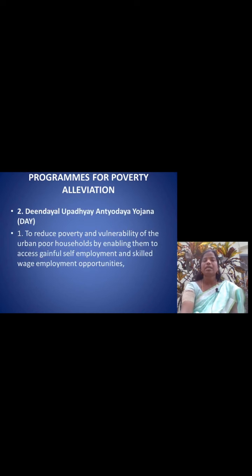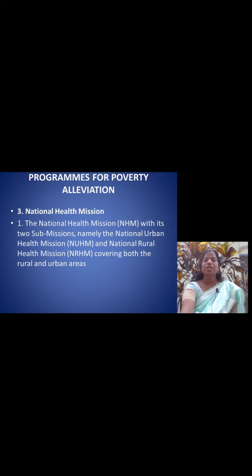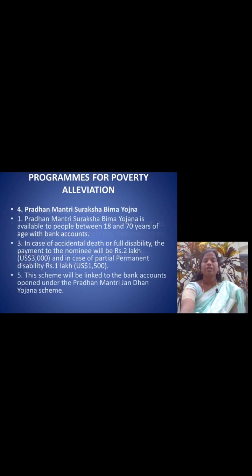Next program is Deen Dayal Upadhyay Antyodaya Yojana, to reduce poverty and vulnerability of the urban poor households by enabling them to access gainful self-employment and skilled wage employment opportunities. National Health Mission. The National Health Mission, with its two sub-missions, namely the National Urban Health Mission and National Rural Health Mission, covers both the rural and urban areas.